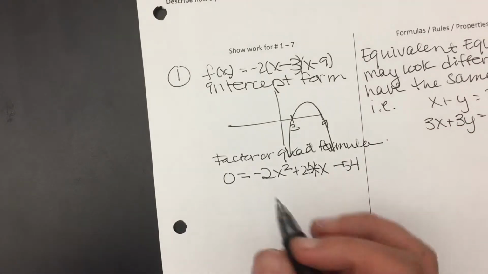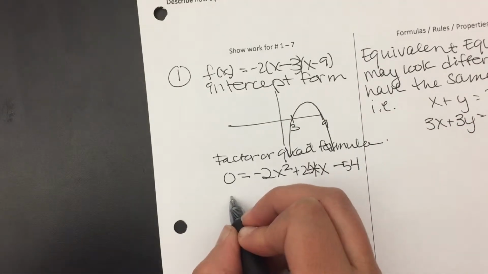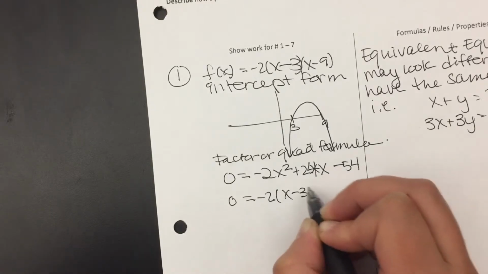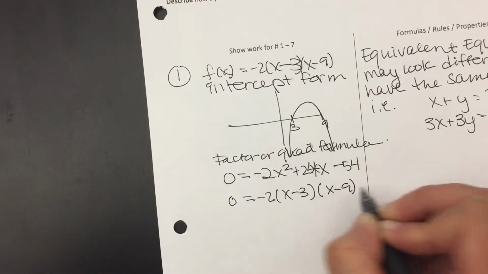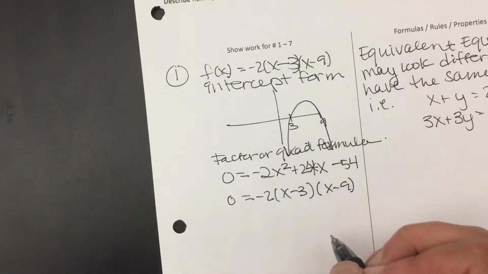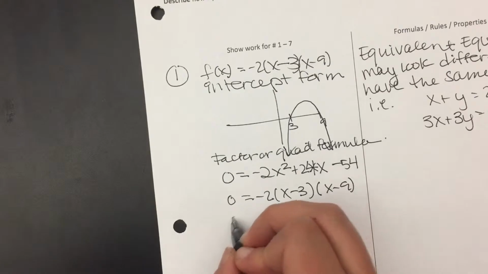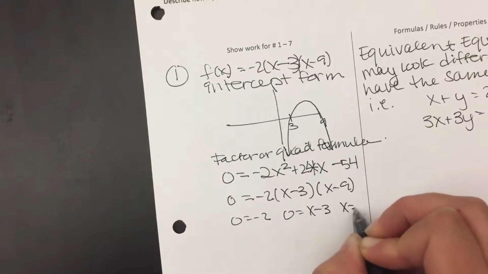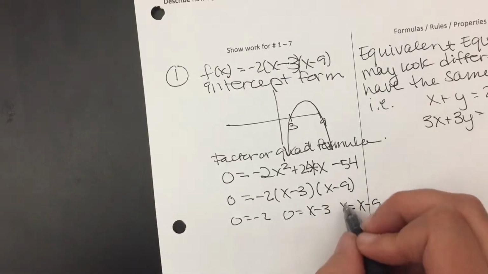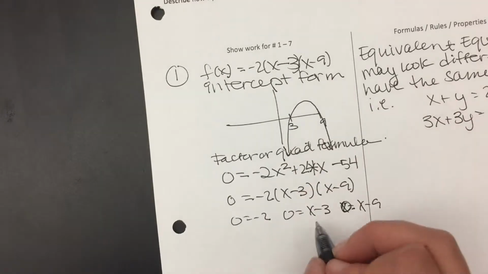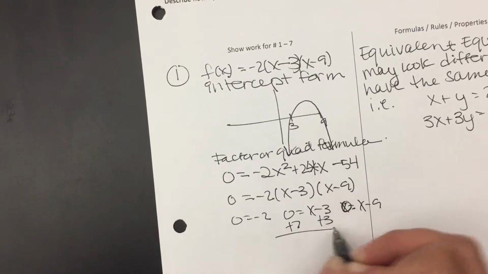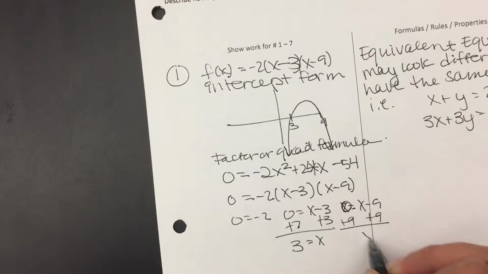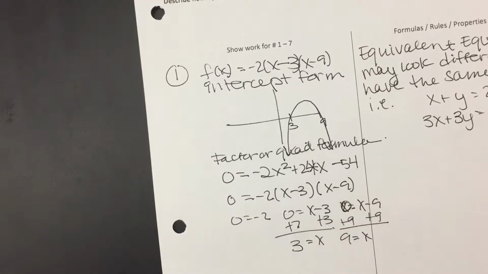Okay, for B, I would have 0 equals -2 times (x minus 3) times (x minus 9). Here I could do it really easy. I set each factor equal to 0. Okay, and that's how I'm getting those intercepts I had up there. I add my 3, x equals 3. Okay, and that's how I got them.